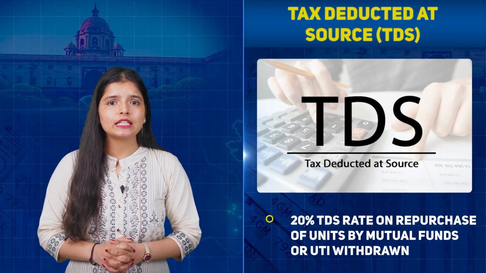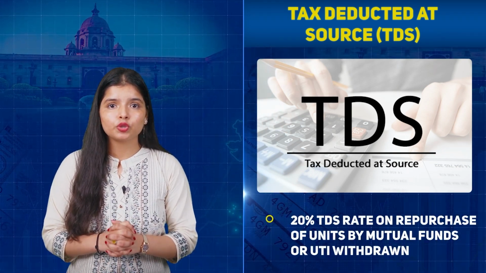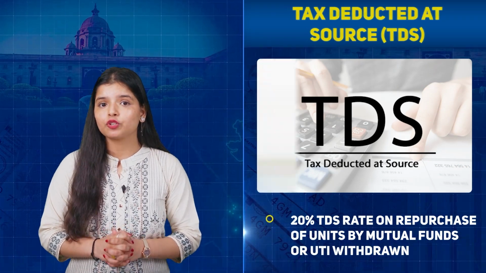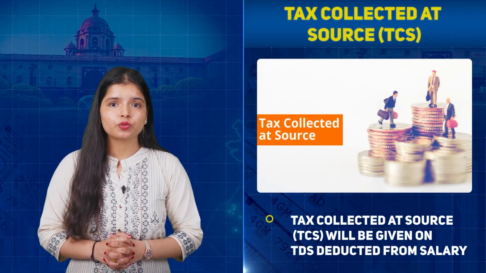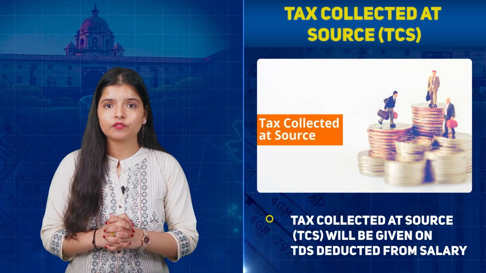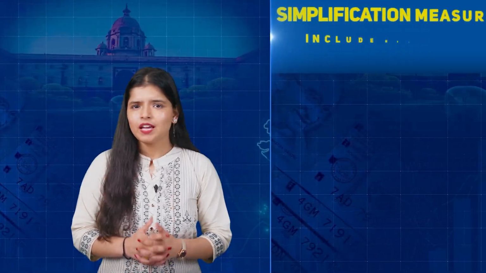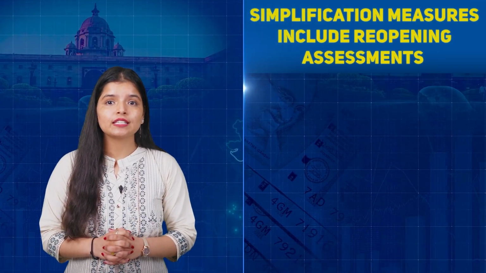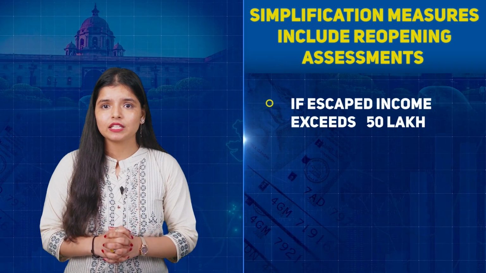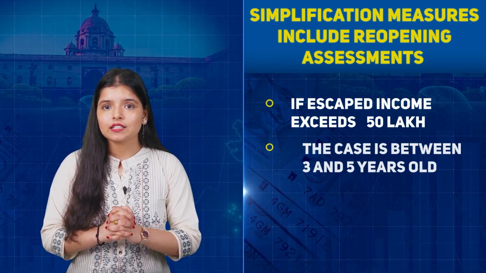The 20% TDS rate on repurchase of units by mutual funds or UTI has been withdrawn, and credit of tax collected at source will be given on TDS deducted from salary. Additionally, decriminalization of delays in TDS payments is being introduced. Simplification measures include reopening assessments only if escaped income exceeds Rs 50 lakh and the case is between 3 and 5 years old.